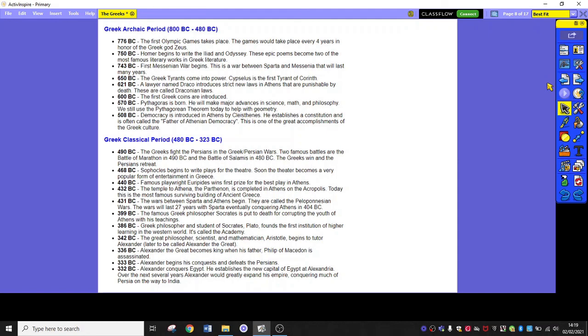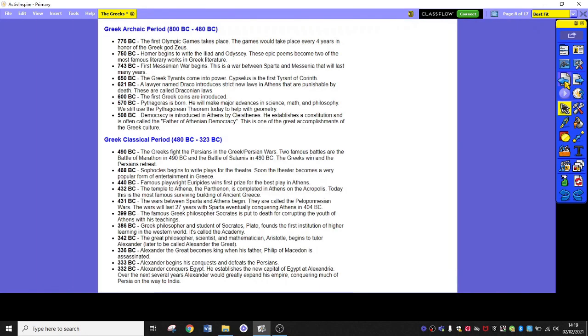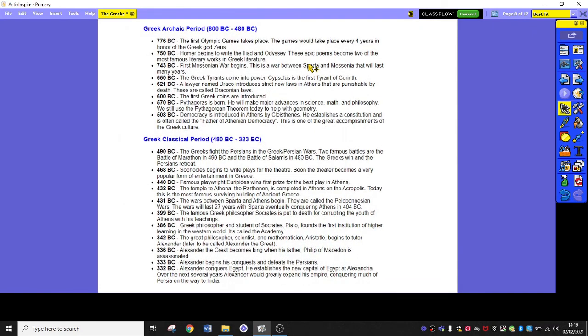So, your task, as modelled here, one more time, is to go through and put the dates in chronological order and learn about the most important events in Greek history. Once you've done that, there's time for you to take a photograph and submit it to your teachers. And we look forward to seeing the skills of timelining that you develop.